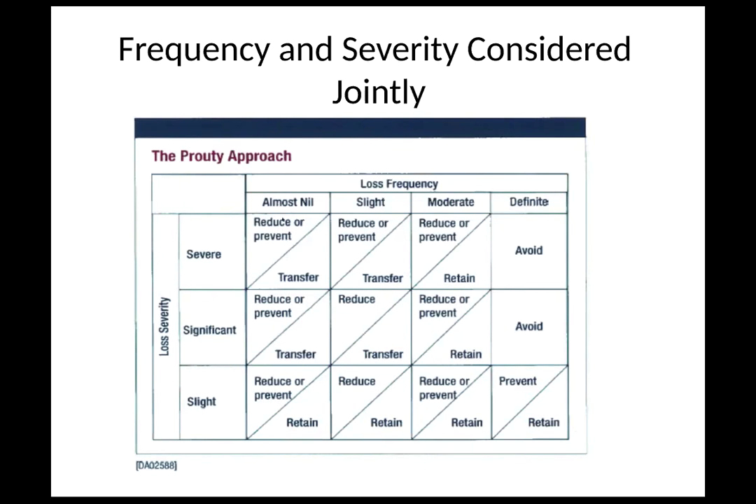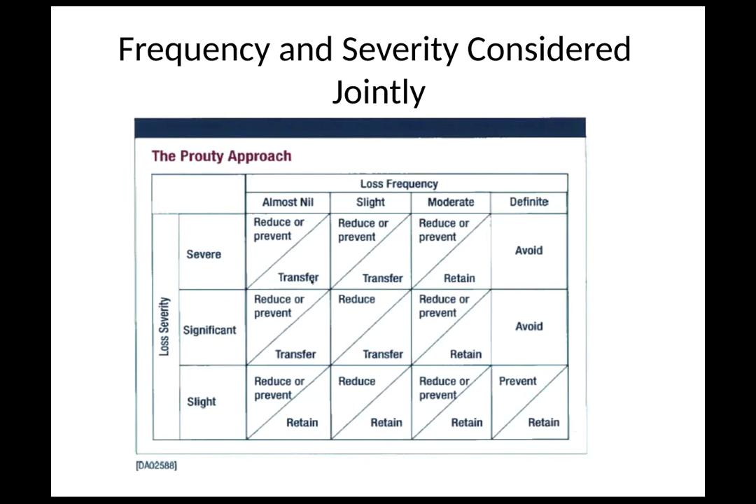So what this chart is basically saying is when we see that it almost never happens or doesn't happen that often, typically we want to transfer. If it's always going to happen and it has a high severity, we probably want to avoid doing those types of activities, or get out of that business essentially. And same thing for significant here. You'll probably have a question asking what types of losses, where would you want to transfer risk.